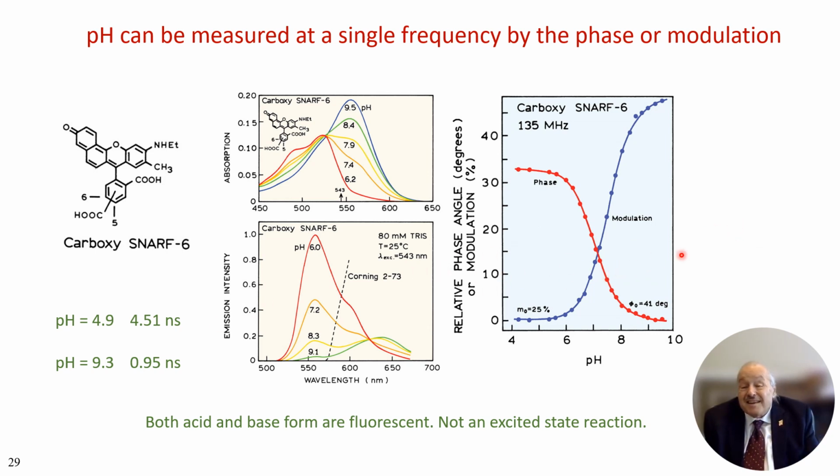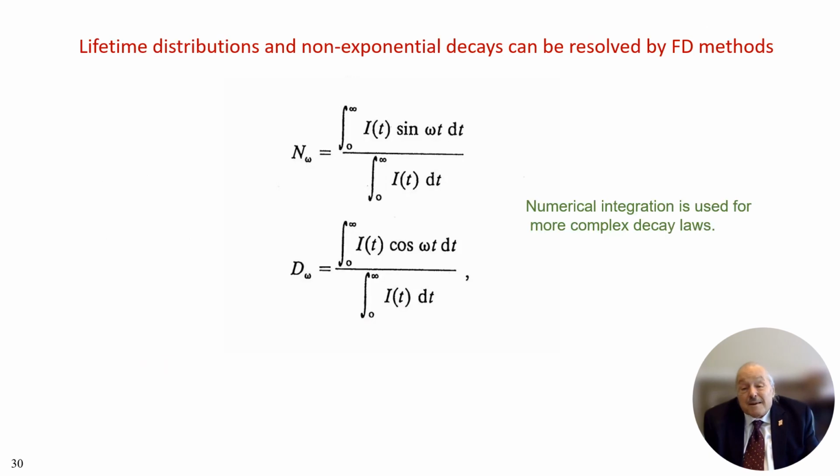We've always really liked this one. The lifetime distribution: the lifetimes do not have to be multi-exponential. They can also be non-exponential decays. Here you have to use numerical integration of a more complex decay law to get the terms that you need to calculate the total decay law.